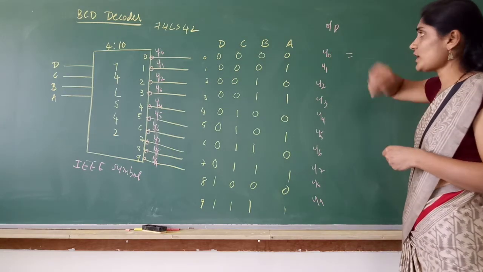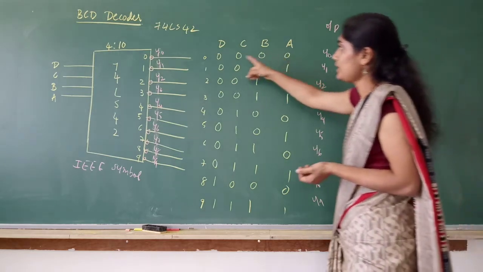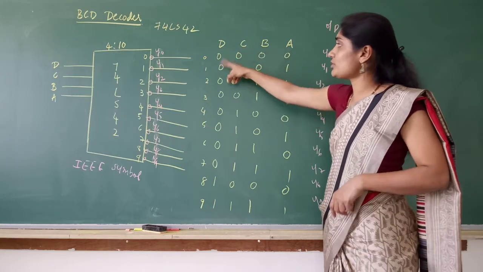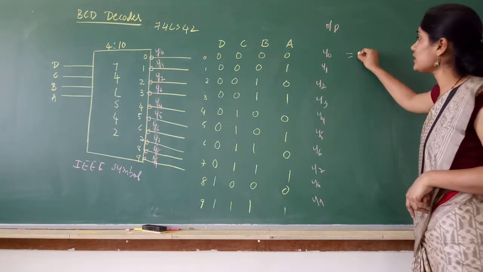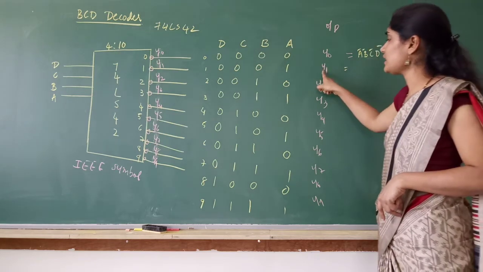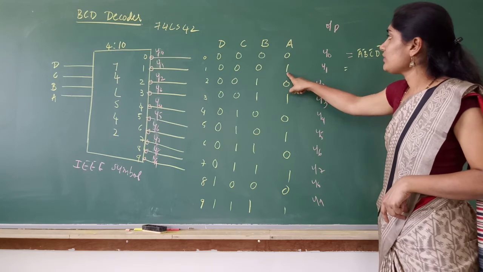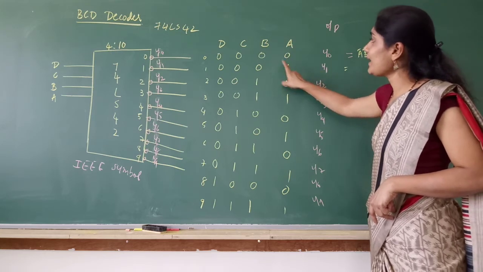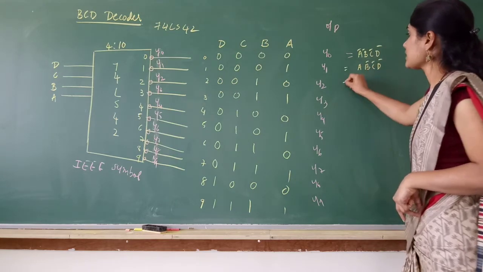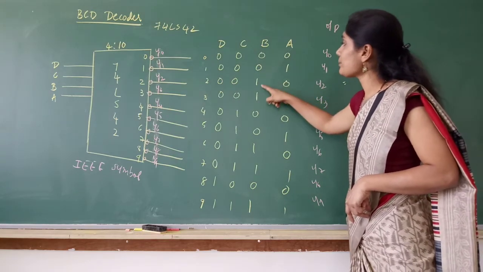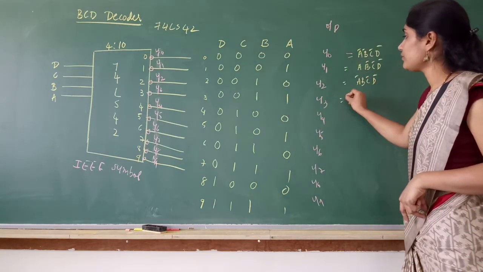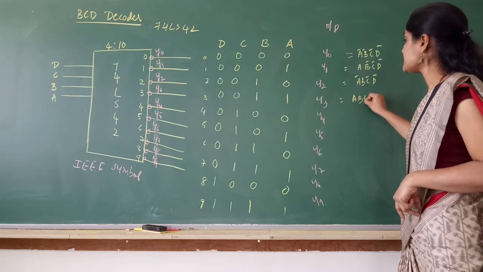Can you tell me the equation for Y0? Looking at the combination, Y0 is active when A, B, C, D are 0, 0, 0, 0. So the equation for Y0 is A bar, B bar, C bar, D bar. Similarly, what is the equation for Y1? A is taking 1, so A, B bar, C bar, D bar. Similarly for Y2, A bar, B, C bar, D bar. For Y3, A, B, C bar, D bar.